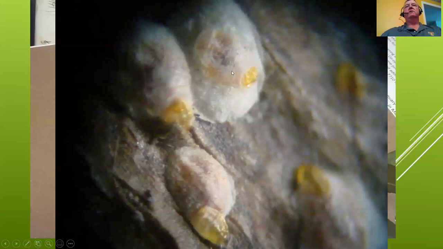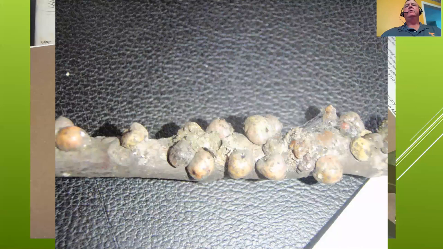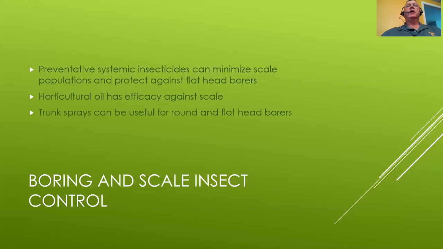These are adult scale, and that's a covering. That's why they're called scale. They have that hard or relatively hard covering over the exterior of the adult scale. That's why they're called scale insects. Here we see a hard scale on a tulip poplar branch. Again, a lot of different kinds of scales, soft scale, hard scale, etc.